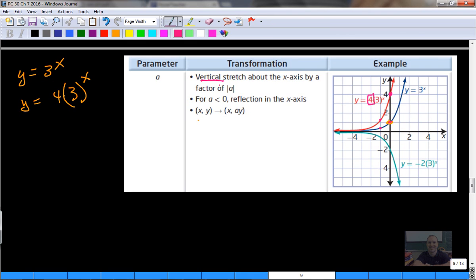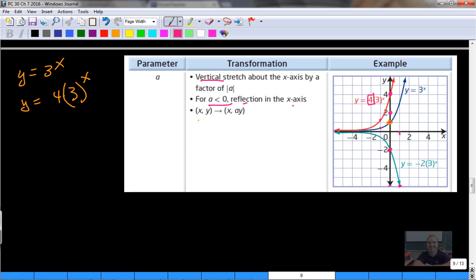Okay, the other part of it is then, if A is negative, then that's a reflection about the x-axis. So if we have y equals negative 2 times 3 to the x, well, here's 3 to the x. A 2 would cause this point to go up to 2, and a negative causes the y value of that point to be negative. So there you have your y equals negative 2. There's an intercept. If x was 1, 3 to the power of 1 is 3, times negative 2 is negative 6, down here. So there's negative 6.